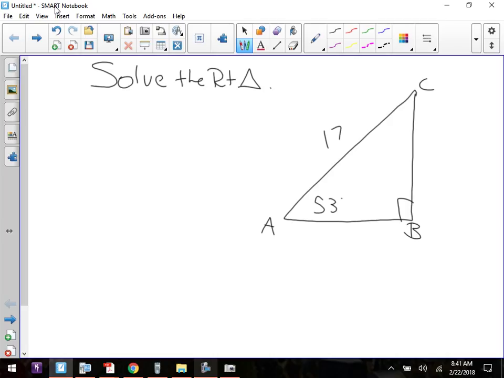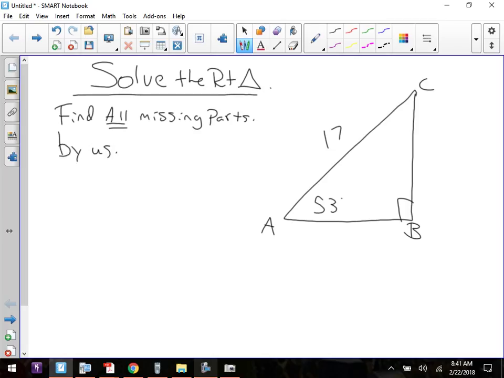And what that means is that you're going to find all missing parts by using given information. Okay. We're going to use our given information to find all of the missing parts.